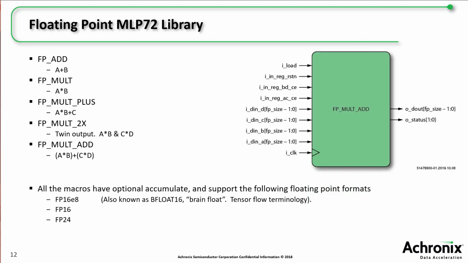In addition, there's a floating point library, which, as can be seen, supports a wide variety of functions. This includes complex vector multiplication within a single MLP. All of the library components also have optional accumulation, making them ideal for assembling filters or convolutions where a number of data points need to be processed and the cumulative result calculated.